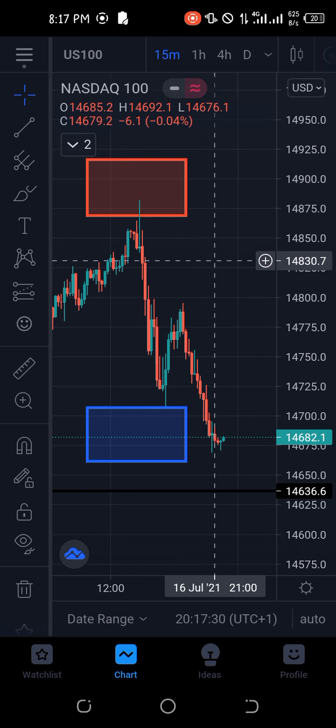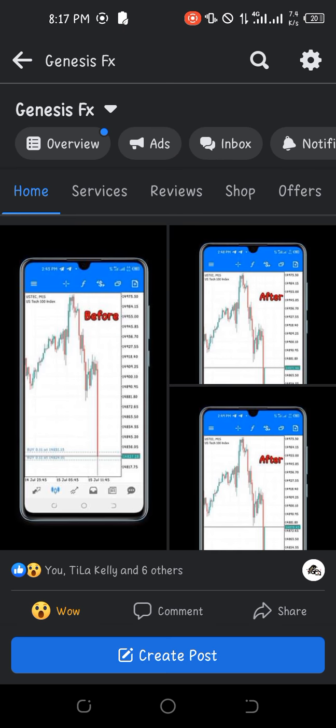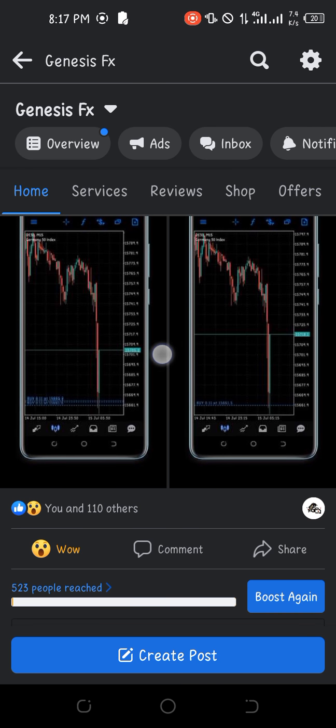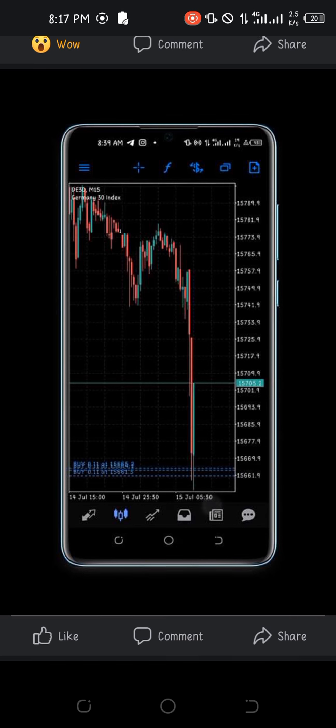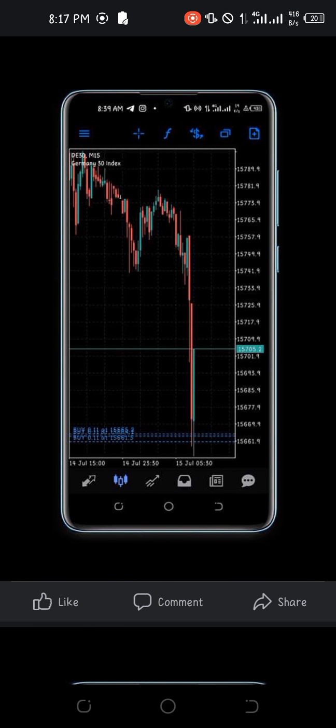So this is just a recap. It is what it is. It's just a recap. Let me just, okay, look at this. This was DAX 32. We took this on Thursday. Very powerful move. Look at the sniper. Look at the entries. Buy at, you see the same thing happened on Nasdaq.